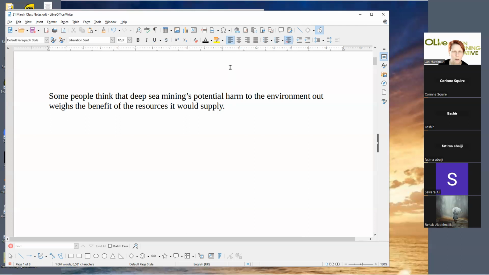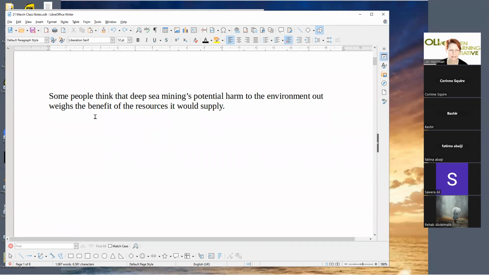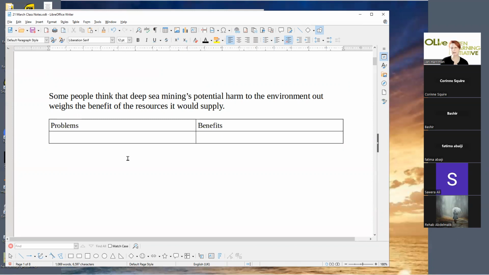I'll start us off with, so now I'm screen sharing. There we go. Going to put together a table real quick. Oh, meant to put that underneath. So, yeah. Helps if I pay attention to where the cursor is when I do this. There we go. So, we're going to say problems, and over here, benefits. So, what did you hear in the article? Let's just talk about what was in the article. What are they going to get from the bottom of the ocean? Do we need to listen again?